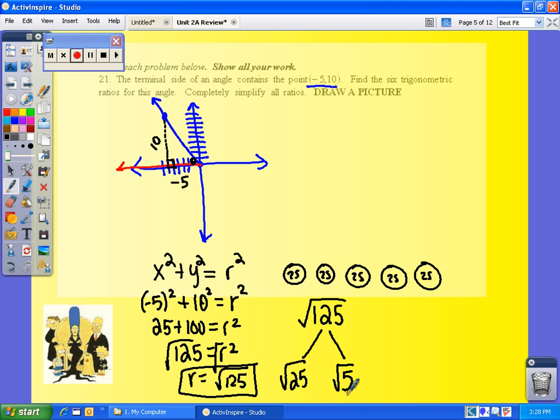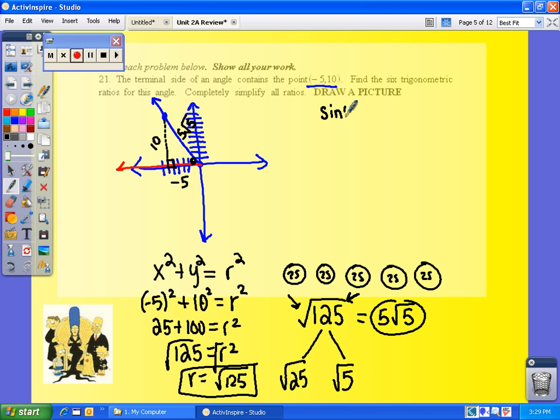Remember the rule of breaking down means you should have one perfect square and one non-perfect square. And you will be allowed to use your calculator for this section. If you leave it like this, you will lose points because it's very obvious with the 5 and the 10 that this can be broken down some more. So this is 5 square root of 5.